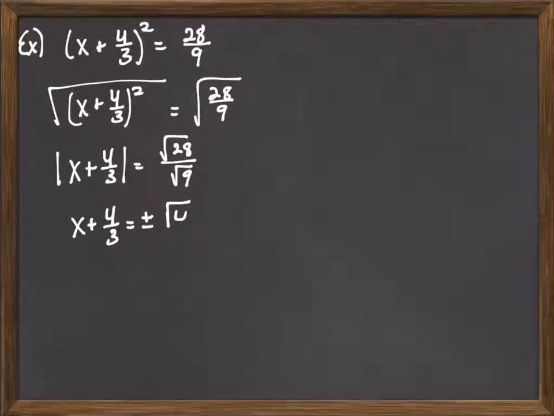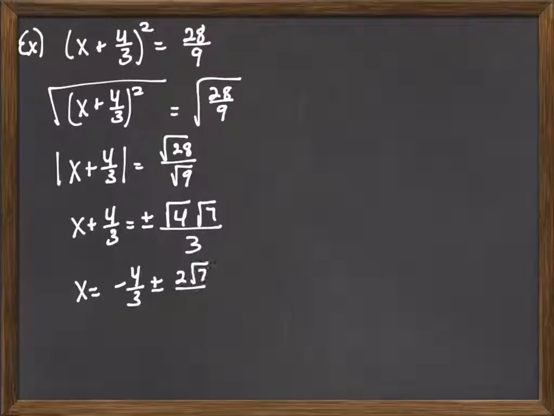And then to simplify here, we have square root of 28, which I can break down as square root of 4 times square root of 7, over the square root of 9, which is 3. Now simplifying here, the square root of 4 can be replaced with a 2. Square root of 7 would just have to be left alone. And then the last thing we want to do is bring that 4/3 over. So I subtract it from both sides, and I get my answer: negative 4/3 plus or minus 2 square roots of 7 over 3. And that's typically how we would leave our answer.